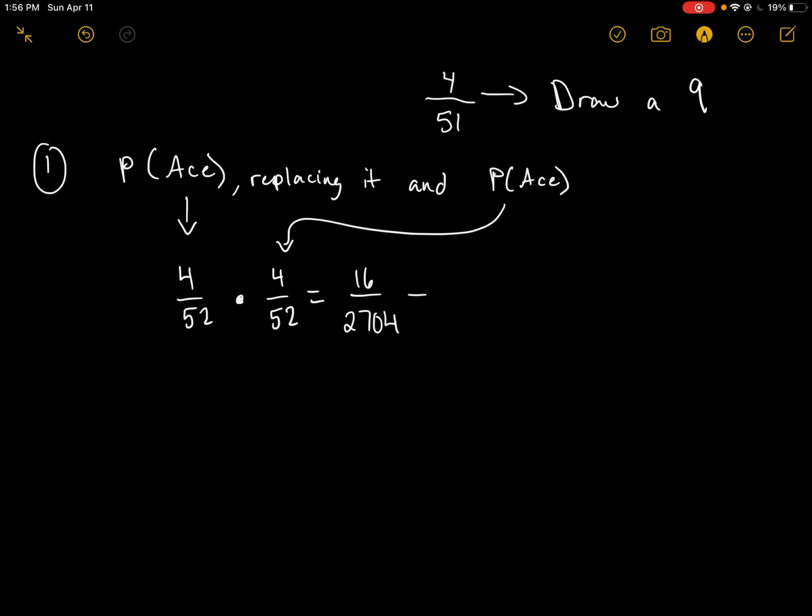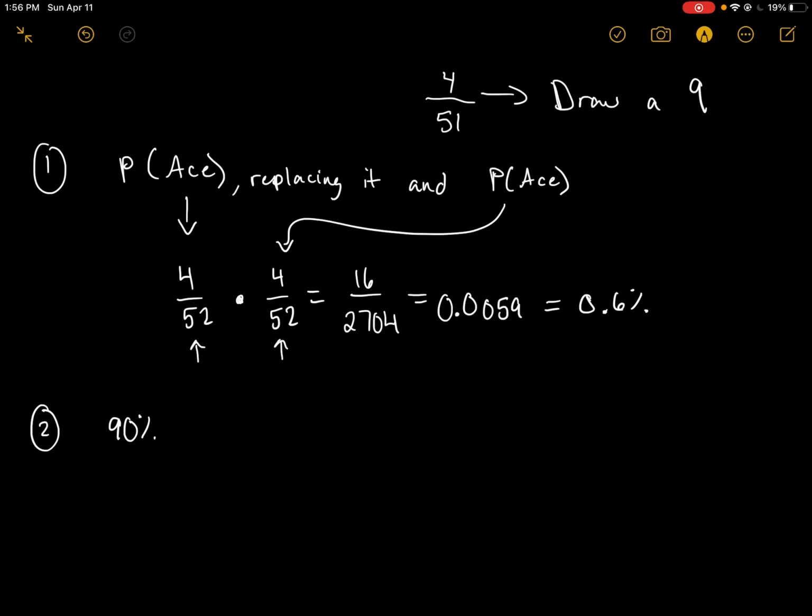So we'll have 16 on top, and then 52 times 52 on the bottom. That gets us 2704. So this probability, as a decimal first, is 0.0059, which is actually 0.6% if we round it there. So very, very unlikely to draw 2 aces in a row. All right, so again, the idea here, denominator doesn't change. The probability of these 2 events don't depend on each other.